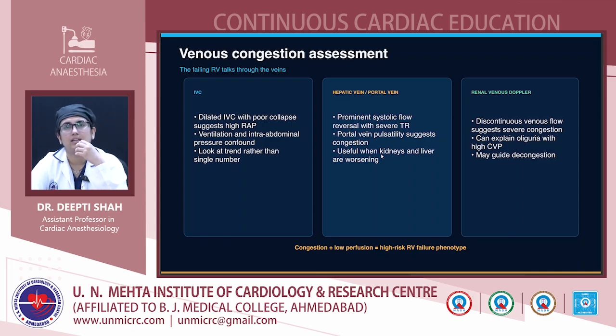Now, the hepatic vein and portal vein can also be seen. Prominent systolic flow reversal with severe TR in hepatic vein flow points towards severe TR or increased congestion. Portal vein pulsatility suggests congestion. Usually portal vein flows are not pulsatile. However, any kind of pulsatility which is present in the portal vein suggests severe congestion.